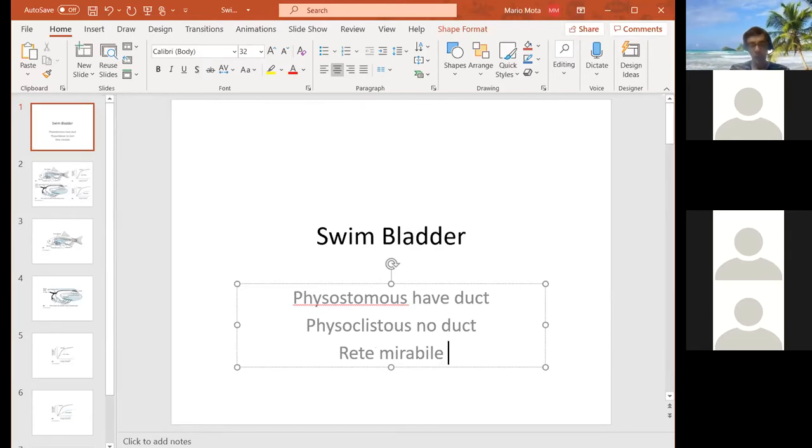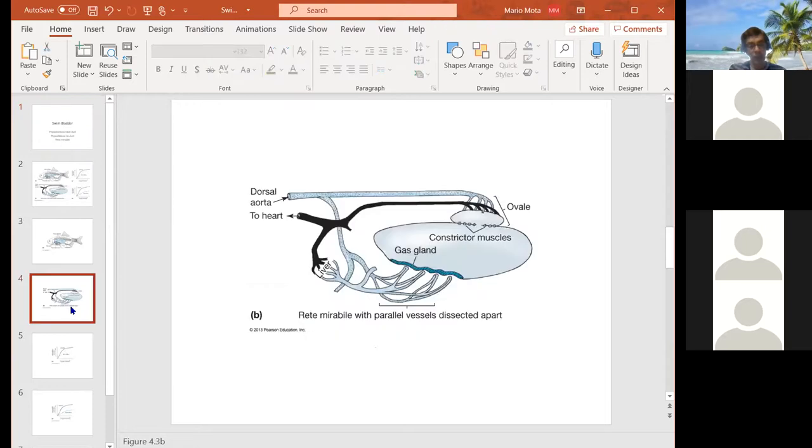So I'm going to go back. Hope everybody got those words. Let me go back to the slide. Okay. So here's the gas bladder.